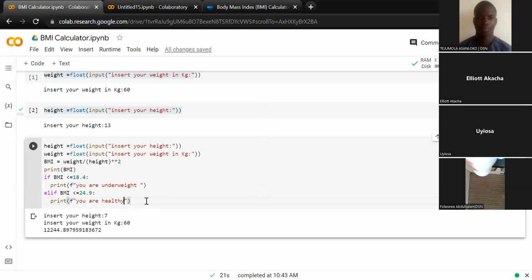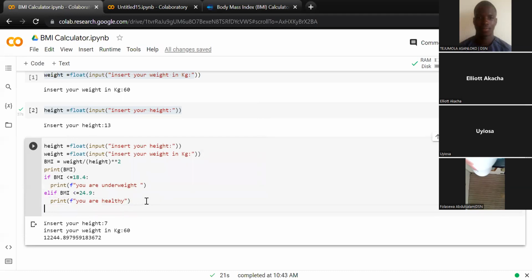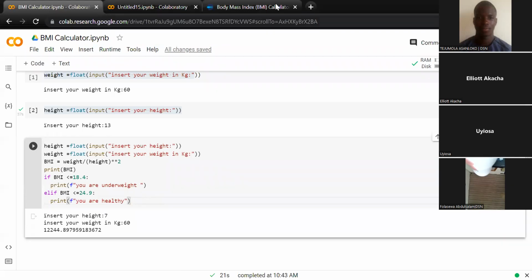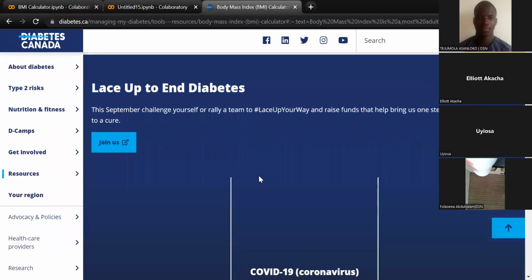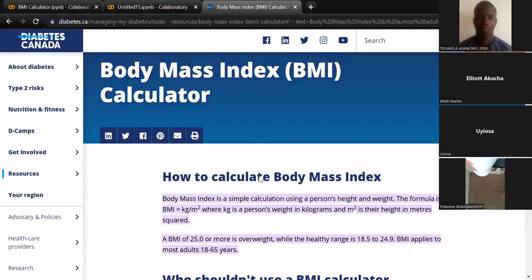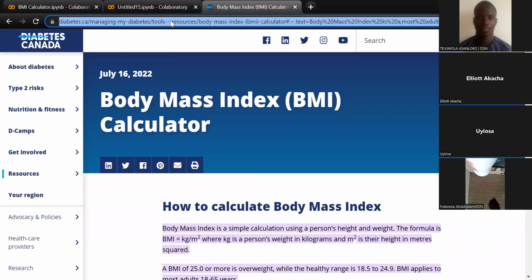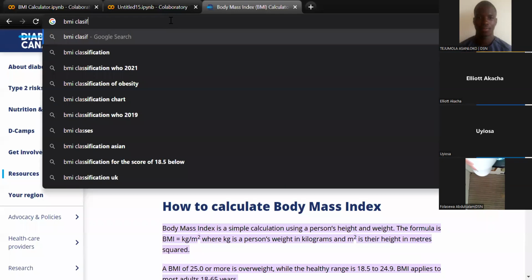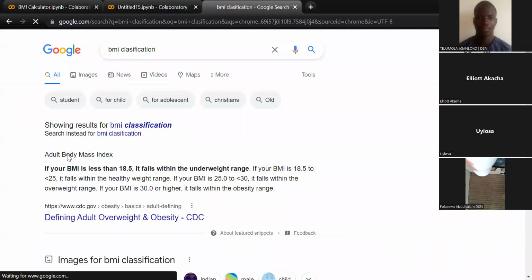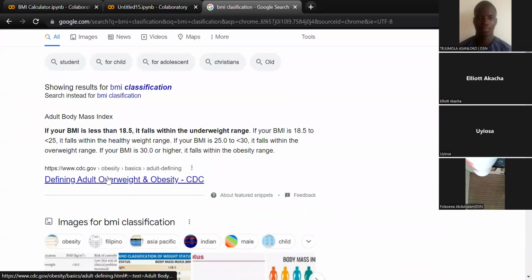Let's just use this. Now we can continue. You know, we have the chart. Let me show you the chart so that you can see how to measure how healthy you are. BMI classification. Okay, can you see it?